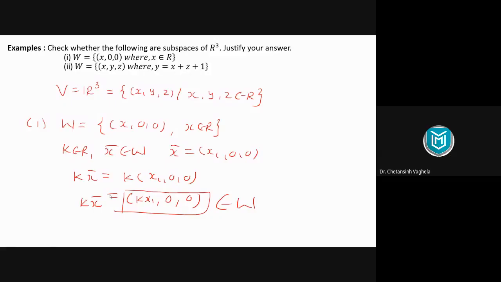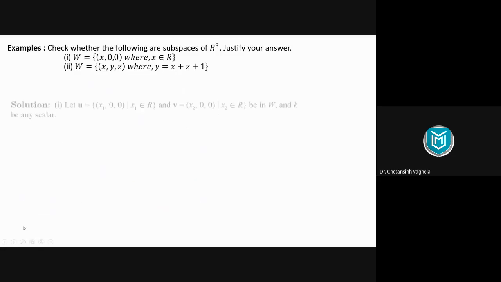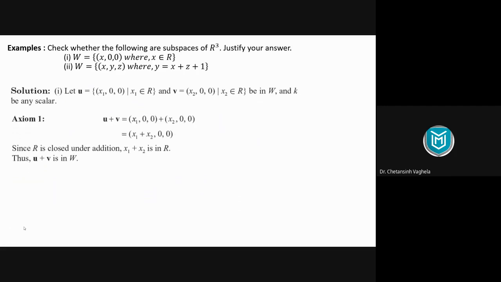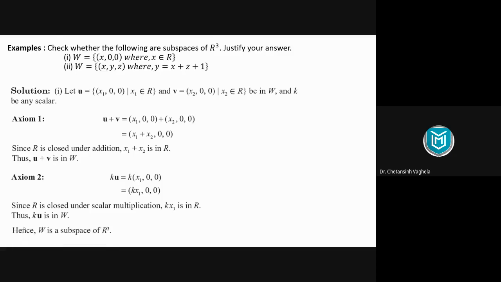That means both the closure properties are satisfied here. The first closure property for addition and the second closure property for scalar multiplication. So now finally we can conclude that this set W is a subspace of R3. So how can we write this? We need to choose two vectors, then add them. If the addition is a member of W, the first condition is satisfied. Then we need to check the second condition. It is also satisfied. That's why we can conclude that W is a subspace of R3.